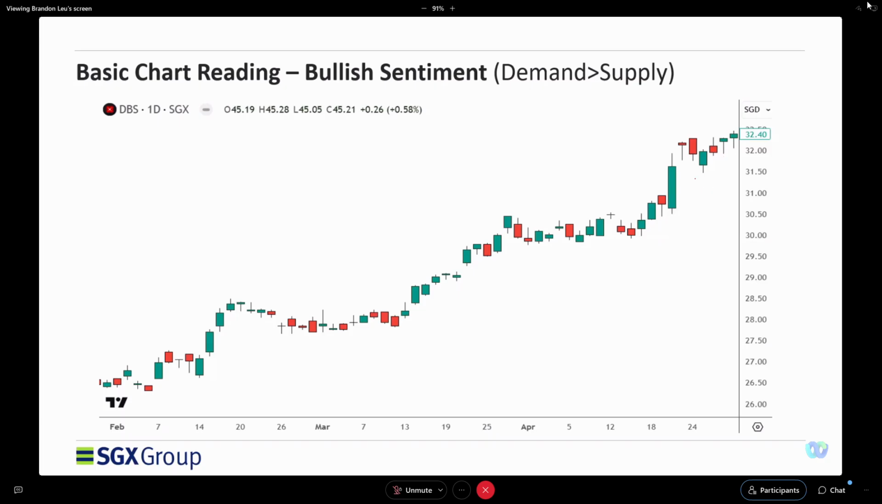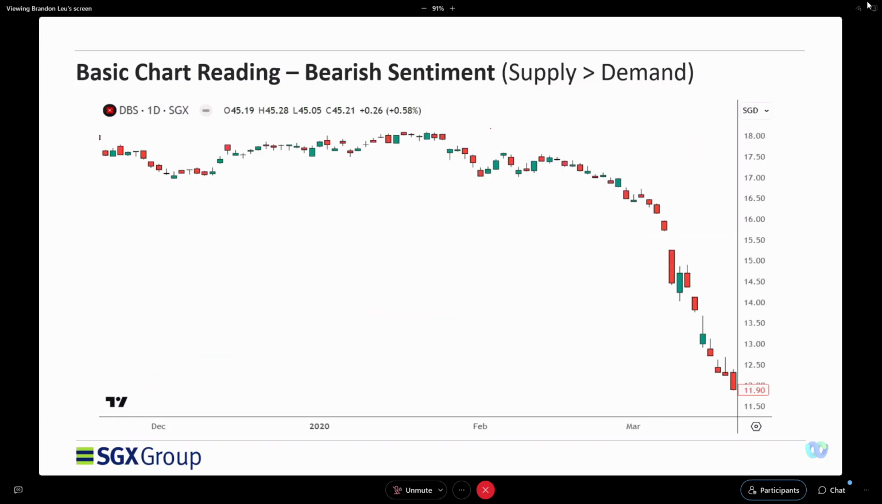On a vice versa, we look at the bearish trend. This is when the bearish trend is developing. So we start to see a lot of selling towards the end of the consolidation. And finally, once the price breaks lower, you see more and more red candles where the price opens high and closes low. So on the chart, you're able to see that we are on a downward trend.